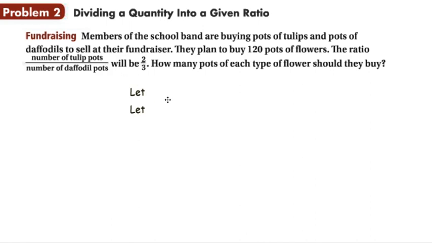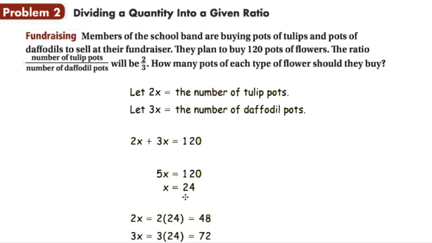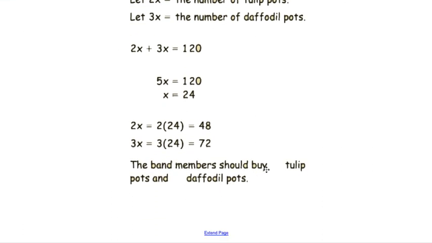Well, we need to introduce a variable, and usually we use x. So we're going to let 2x be the number of tulip pots, and 3x be the number of daffodil pots. And then we're going to go ahead and set up an equation to solve. So if we took 2x plus 3x equals 120, the total number of pots, and solve that for x, we get 24. So now if we go back and double the 24, that'll give us the number of tulip pots, and multiply it by 3, and that'll give us the number of daffodil pots. So you can see that the band members should buy 48 tulip pots and 72 daffodil pots.